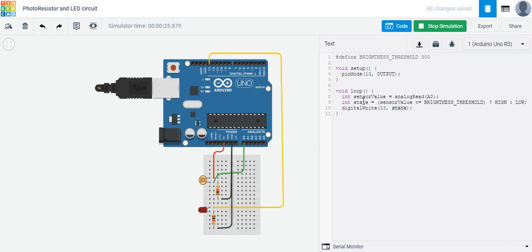The state is being written into digital pin 13. So that means when the sensor value is less than 500, the state will be assigned high and the LED will light up. If the sensor value is greater than the brightness threshold, that means the room is sufficiently bright. So at that time low is being assigned to the state. That will result in switching off the LED.